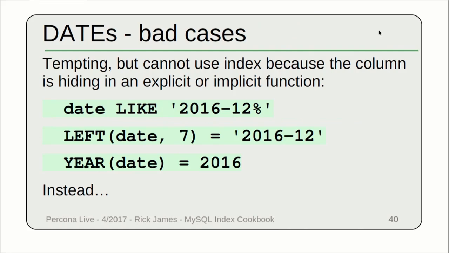Dates. There are some handy ways to do things, but they avoid the index because you're hiding the column in a function. You just want the year and day, a month, or here are two ways to do that, or you just want the year.